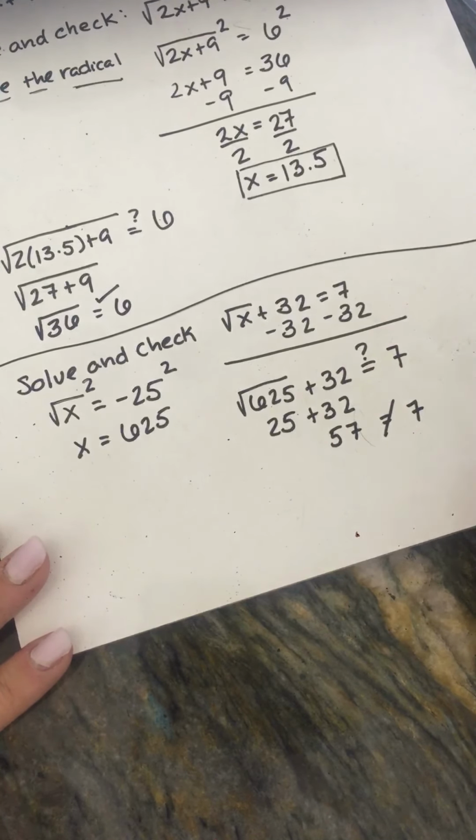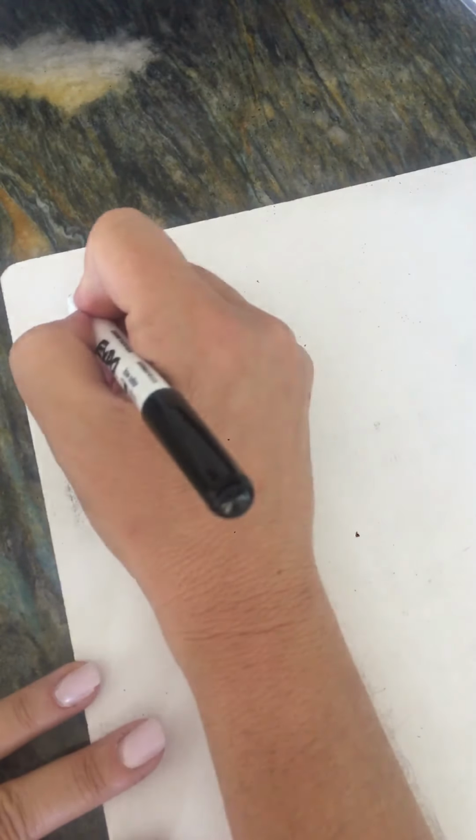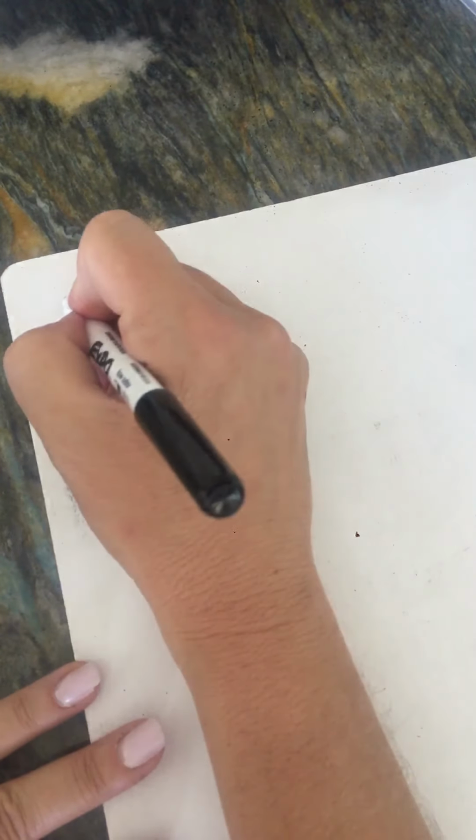Nothing. It won't work. Here's the warning signs right here. If you take the square root of something, you'll never get a negative. So that's something to keep in mind. All right, last example. It's kind of a doozy, so hold on tight. We're going to solve and check.